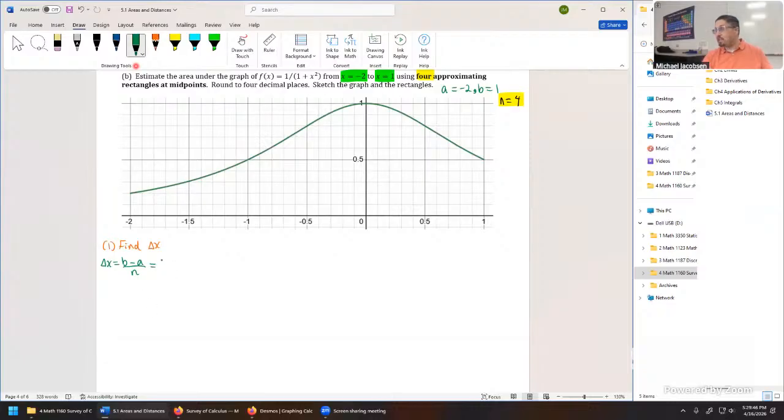So my delta x is going to be the b value, which is 1. So there's where my sign error is. Minus the a value, which is -2, divide by n, which is 4. So delta x is the numerator 3 divided by 4. The fraction's kind of inconvenient. I think it's a little bit easier in this problem to put in the decimal number, which would be 0.75. So that's our delta x on this one.